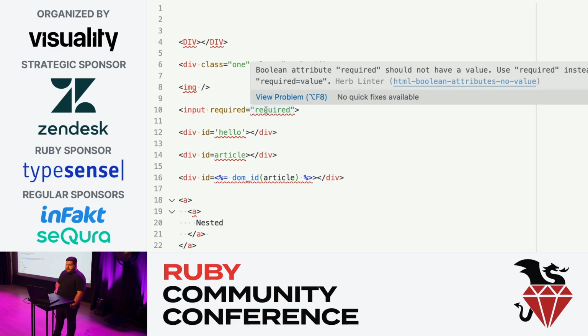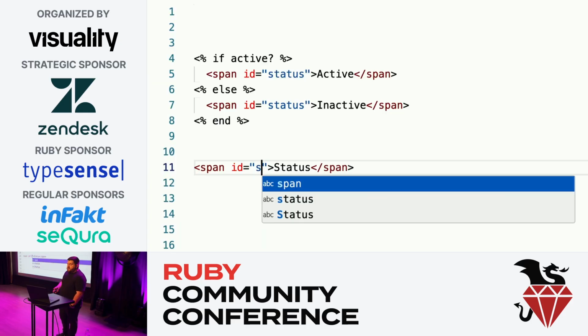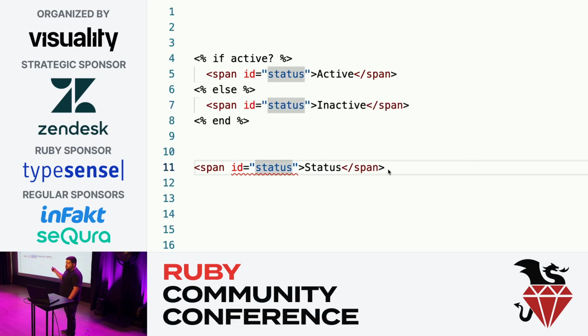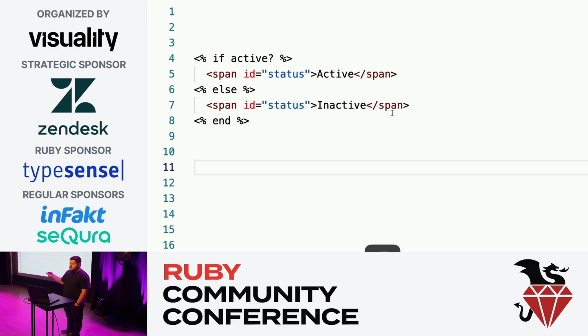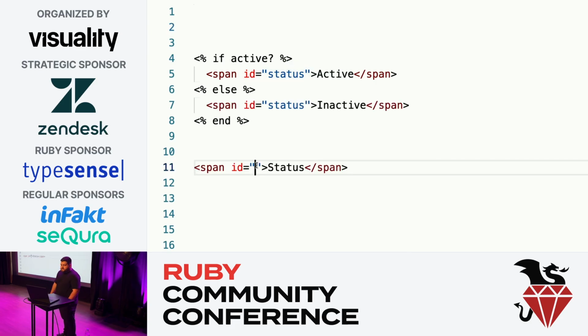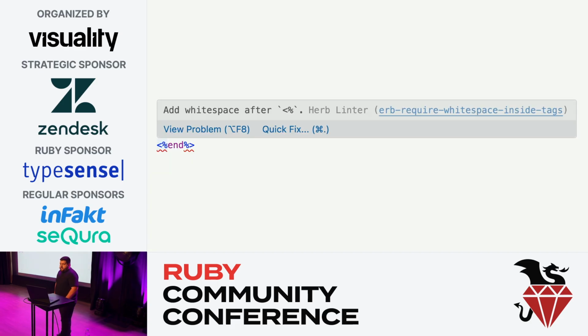But it now allows for really advanced diagnostics too. In this case, we have duplicate IDs in the same document, and it will tell you that something is duplicate because it understands the ERB flow and the Ruby flow, the control flow of how these things are rendered. There are also simple things like style rules, and so on.